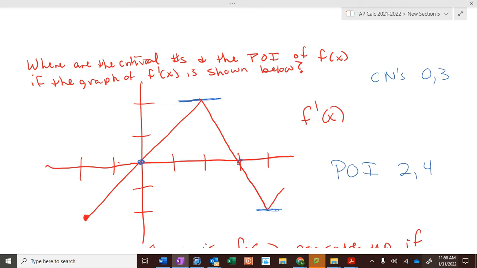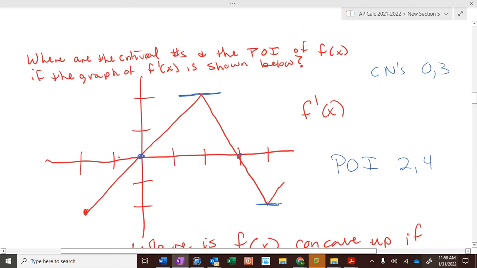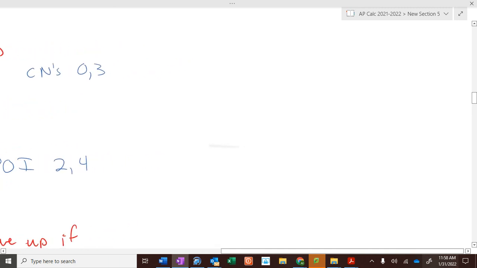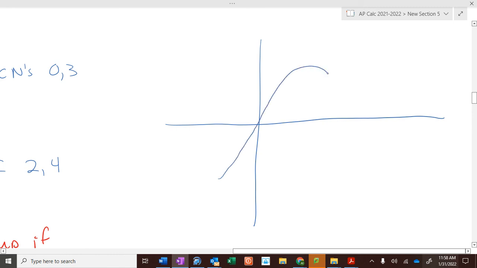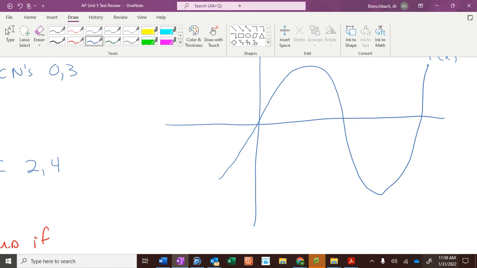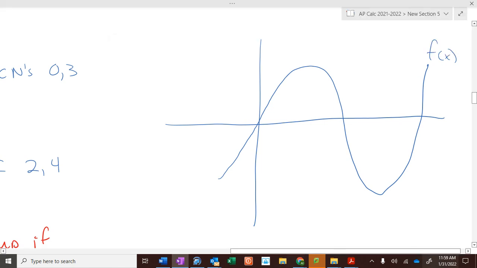Because if you think about a regular function, let's go over here once. If you think about a normal function, if I would graph something like this and this and this, this is f of x. Okay? Let's pay attention to this now.